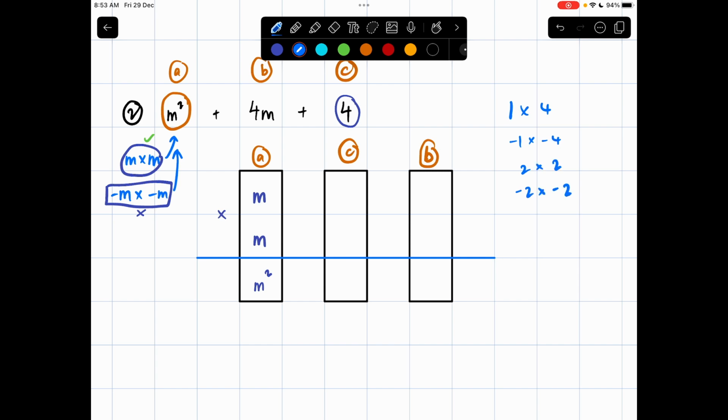For those who are asking why not 4 times 1, it's the same thing. There's no difference. 4 times 1 and 1 times 4, and negative 1 times negative 4, and negative 4 times negative 1. We are just changing the order. It does not affect the combination. The combination is still 1 times 4. So we have all 4 of these.